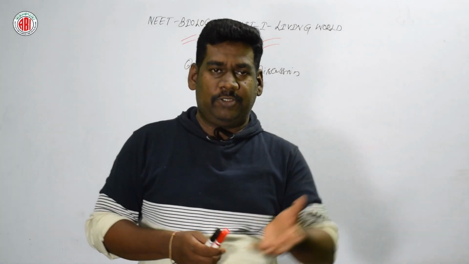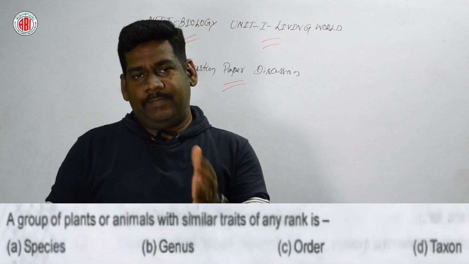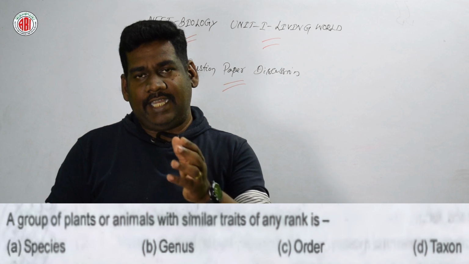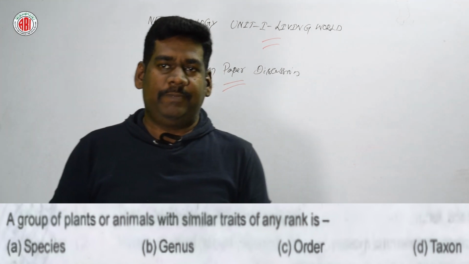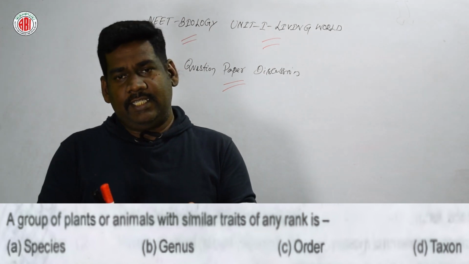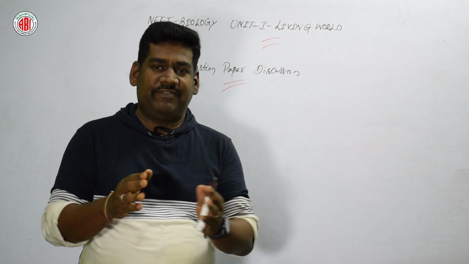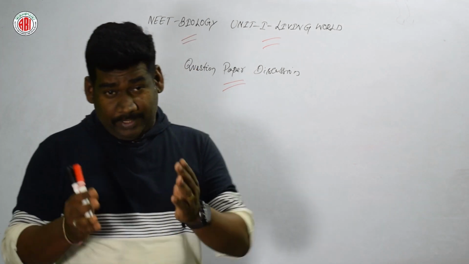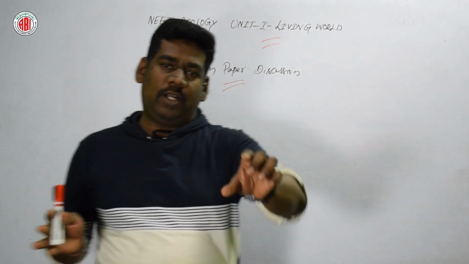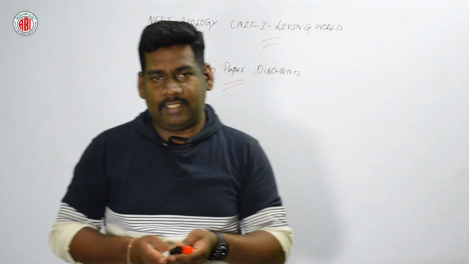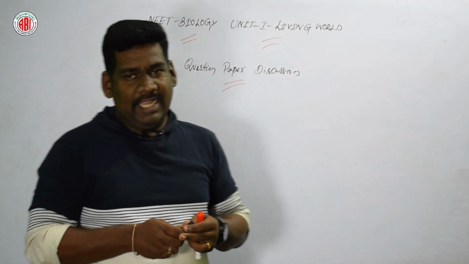Okay, the next question we are going to discuss, let us see this question. A group of plants or animals with similar traits of any rank, which is, so here are 4 different options given. Let us see one by one: species, genus, order and taxon. So this is about the levels of different taxonomy. A particular group of plants or animals with similar traits. Among these 4, which one is the right answer? Let us see. The right answer for this question is option D, that is taxon.